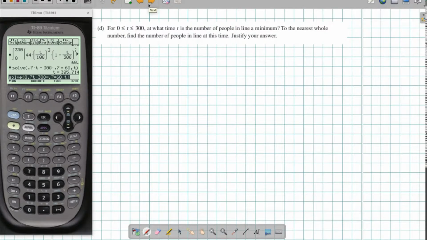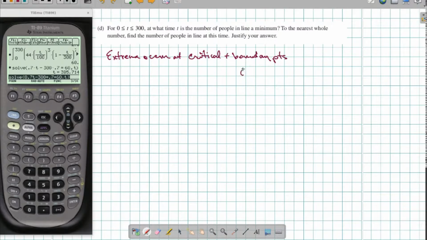On part D, it says for 0 less than or equal to t less than or equal to 300, at what time t is the number of people in line a minimum? And it says to the nearest whole number, find the number of people in line at the time, justify your answer. Keep in mind that we know extrema occur at critical points and boundary points.